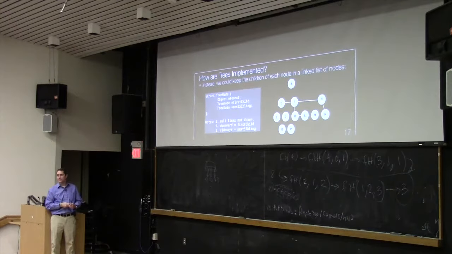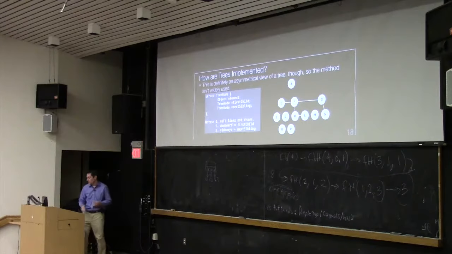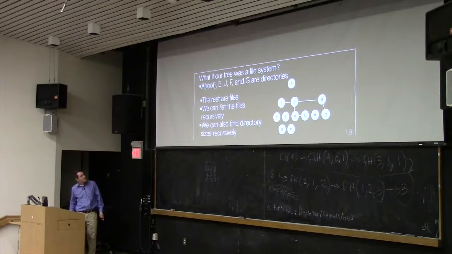See how that works? It's inherently asymmetrical, which is why I don't love it, but it would work, right? We don't draw the null links on this. Downward is your first child. And sideways is your next sibling. Okay, this would actually work. This actually, believe it or not, models a file system pretty well, which we'll talk about. Not widely used because it's kind of asymmetrical.